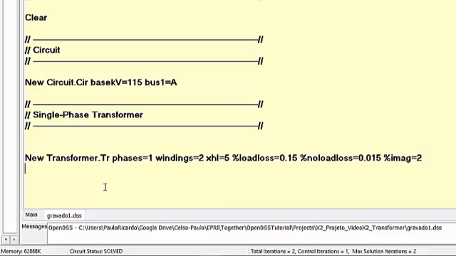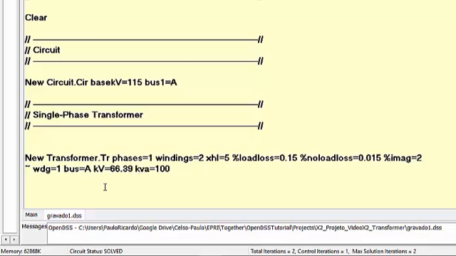The first winding is connected to bus A, and its rated voltage should be 115 kV divided by square root of 3, that is roughly 66.39 kV. Note that bus equal to A by default means that this winding is connected between node 1 of this bus and ground. Let's set a rated power of 100 kVA.